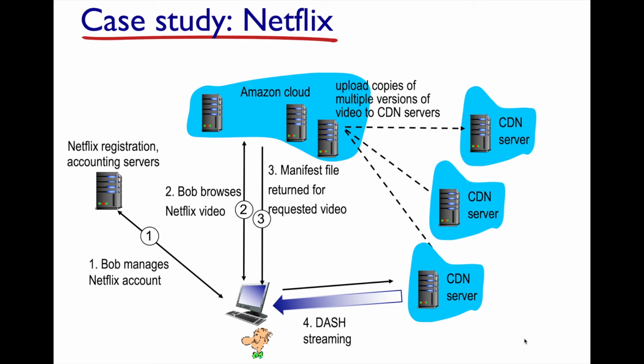Now, Netflix, as I said before, uses Amazon's web services, the Amazon cloud. And so we start out, Bob logs into Netflix, to the account management server instance, and he browses Netflix's videos, and he does that browsing using Amazon's AWS cloud instance. All of that's kept on Amazon AWS. So Bob then selects a video, and when he selects the video, his client is given, by that Amazon AWS video browsing server, the manifest file to download.